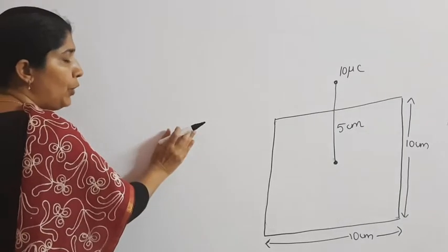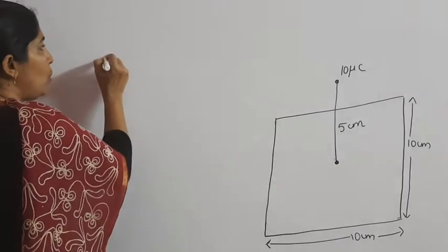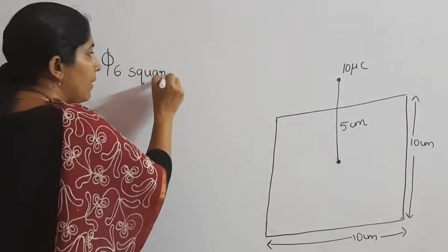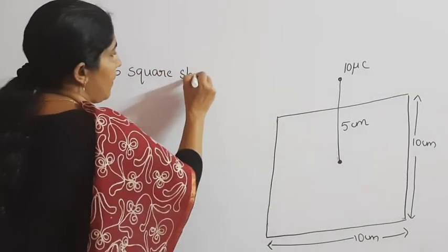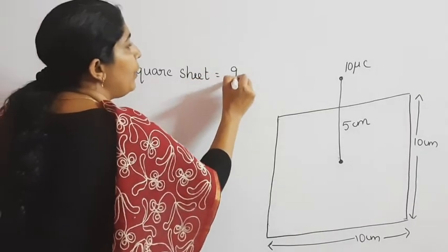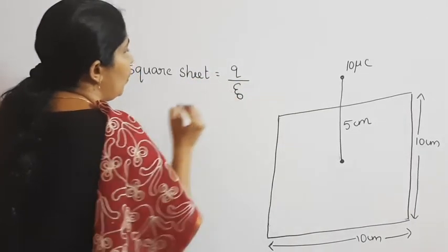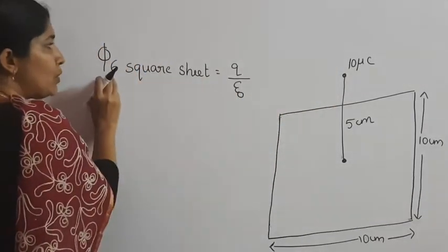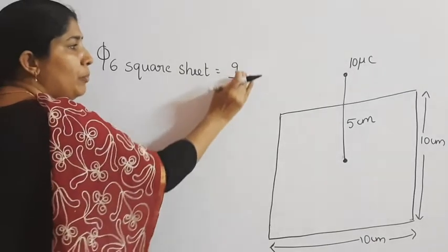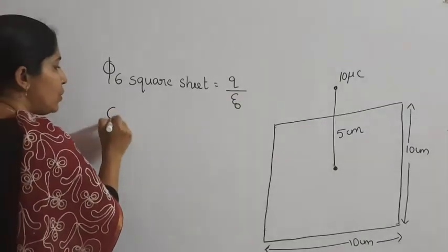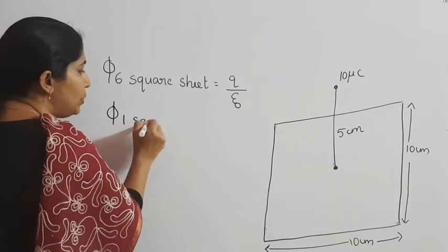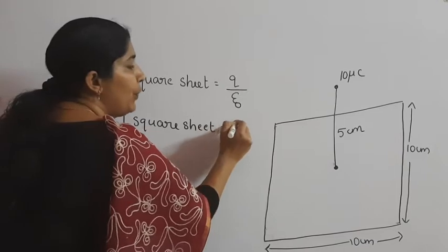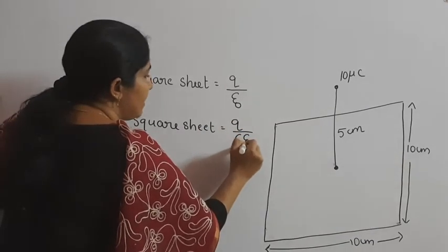Then according to Gauss's theorem, the flux through 6 square sheets is equal to Q divided by epsilon 0. Since 6 square sheets are needed to enclose this charge, the flux through 6 square sheets is equal to Q by epsilon 0. Then the flux through 1 square sheet is equal to Q divided by 6 epsilon 0.